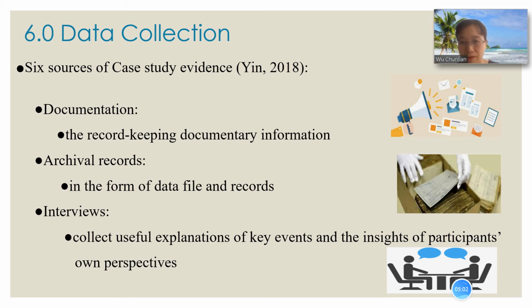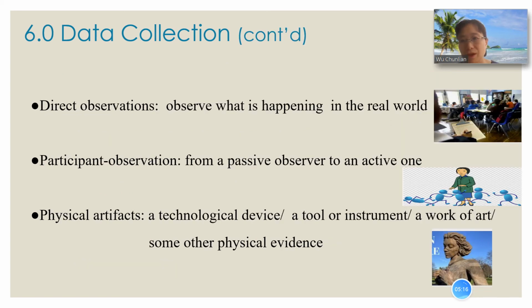The third one is interviews. They are used to collect useful explanations of key events and insights of participants' perspectives. The fourth one is direct observations. They are used to observe what is happening in the real world. Participant observation is the fifth source. It changes the researcher's role from a passive observer to an active one.